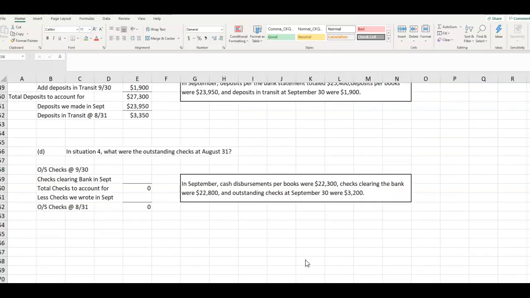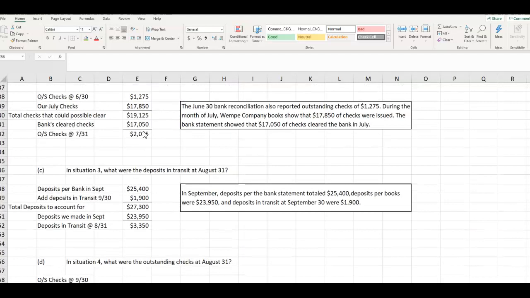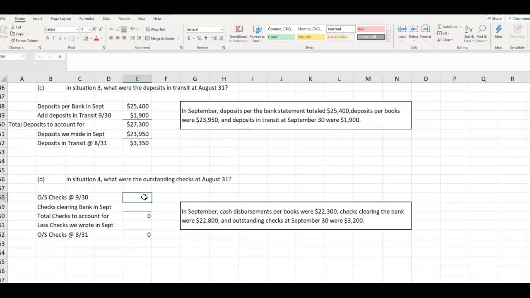And again, here we are with this. I put the little math or chart in there, if you want to call it that. But here we are. I've just taken this chart and turned it upside down. And I start out with the outstanding checks in September, which were $3,200. The checks that cleared the bank in September were $22,800. And then we're going to subtract from it the checks we wrote. These are all the checks to be accounted for, $26,000.